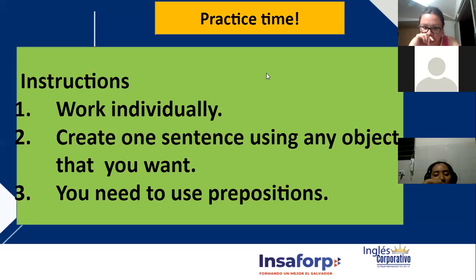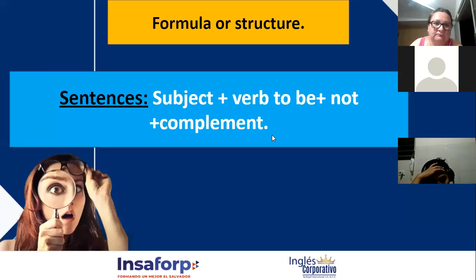Ahora sí, vamos a ver negative sentences, okay? We're gonna talk about negative sentences. And we have the structure. Les quiero mostrar la estructura. Si se fijan, empieza subject plus verb to be plus not plus complement. Miss, pero esa estructura es igualita o muy parecida a la de las oraciones afirmativas. Y es correcto. Lo único que yo hago para las oraciones negativas es que le agrego el not después del verbo to be. ¿Ok? Por ejemplo, oración afirmativa, subject, verb to be, complement. I am your teacher. Yo soy su profesora. I am your teacher. Pero si quisiera negarlo, I am not your teacher.